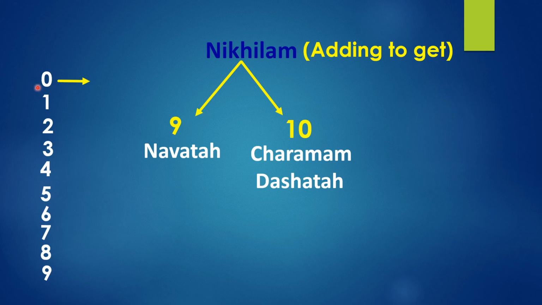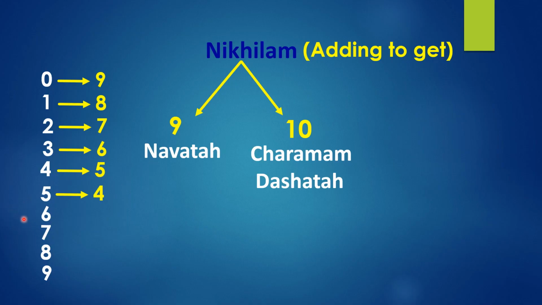The first one: how much should be added to 0 to get 9? Nikhilam Navataha. If the number 0 is there, how much should be added? Yes, it is 9. Come to the next one, 1. How much should be added to 1 to get 9? Yes, it's 8. Similarly, how much should be added to 2 to get 9? It is 7. Coming to 3, how much should be added to 3 to get 9? Yes, it's 6. Now, how much should be added to 4 to get 9? 5. How much should be added to 5 to get 9?